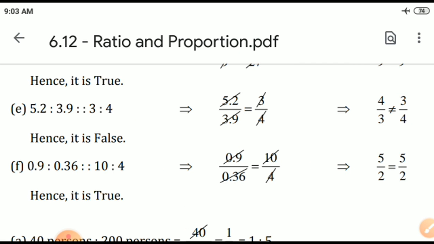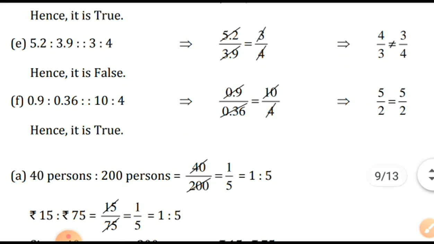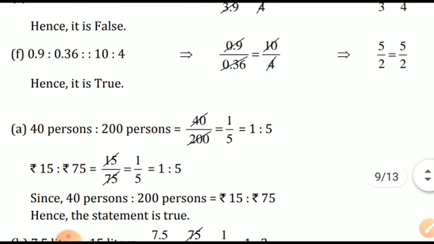0.9 and 0.36 and 10 upon 4. That means 5 by 2. Here also 5 by 2. Is it there? How it came? Will you tell me? 10 upon 4, that means 5 by 2, and 9 upon 36. 9 4s are 36 beta. 1 upon 4. No, it's a 90 is there. 0.9 means 90 is there. Okay? Good. Very good beta. 18 के हिसाब से हमने divide किया था. Hence it is a true.